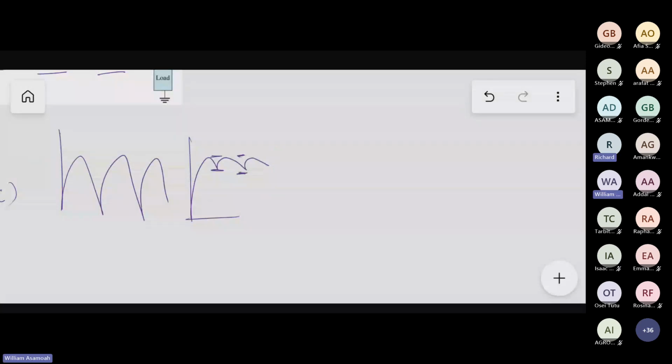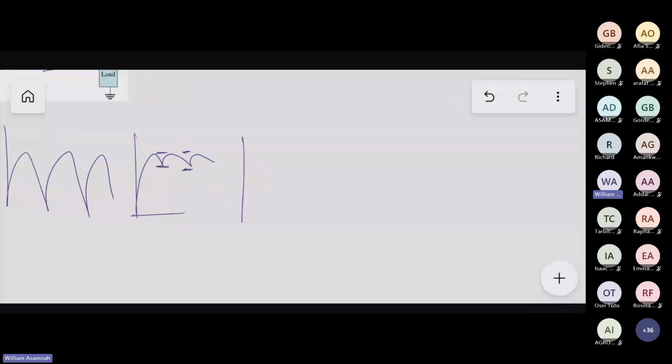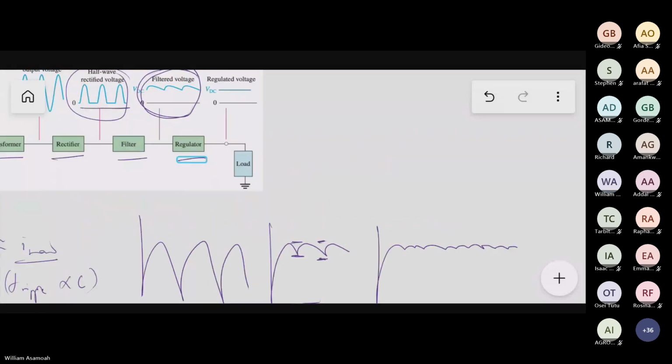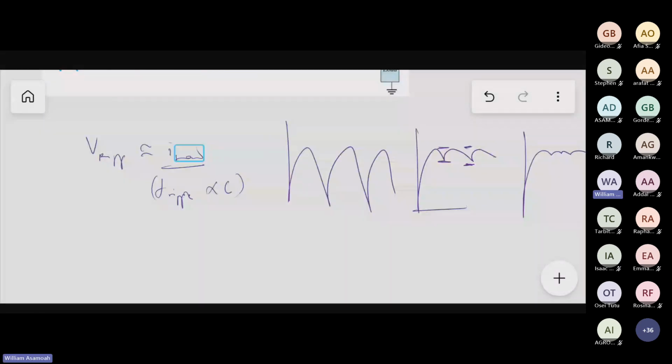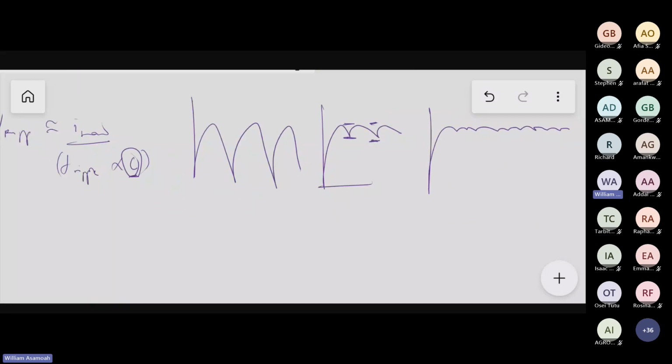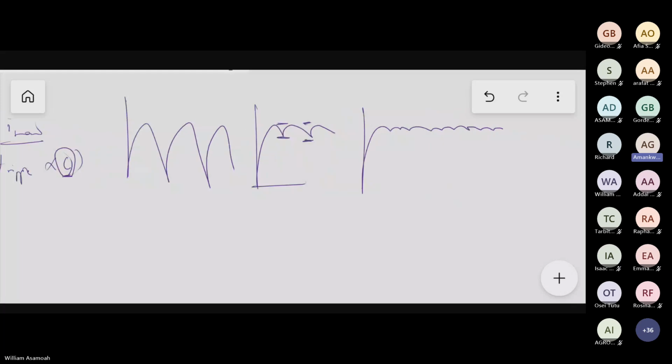So if you want it to be very small, so that it looks like this, then your C must be very large. For the ripple to be small, the C must be very large. But if your C is large, that means that you have a large inrush current. So in designing, we balance these two so that we can have an ideal inrush current and an optimum ripple.